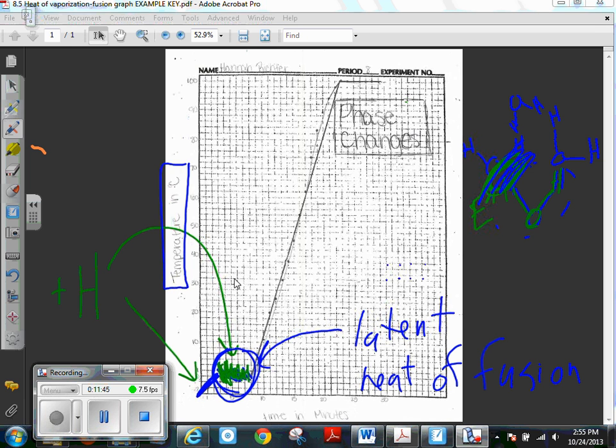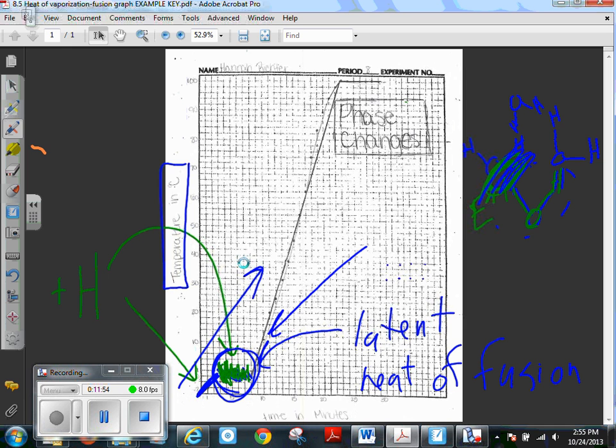Well, if I'm going up the graph this way, what happens at this point? You need to know what that point is called if I'm going up the graph. What happens to the ice? Melting point, okay? So that right there is the melting point. Well, what if I'm going down the graph? What happens there? That would be the freezing point, right? So that's where this whole latent heat of fusion, or sometimes they just call it heat of fusion, comes from.